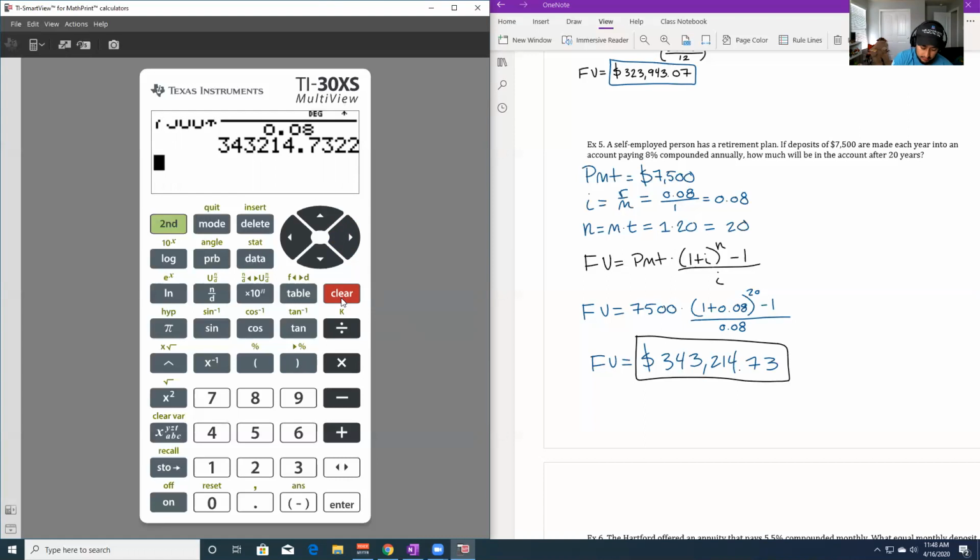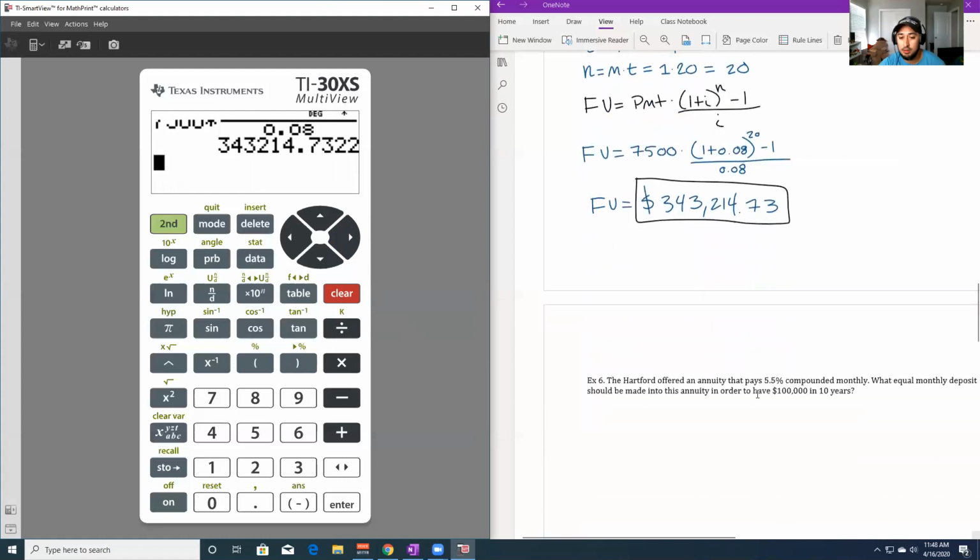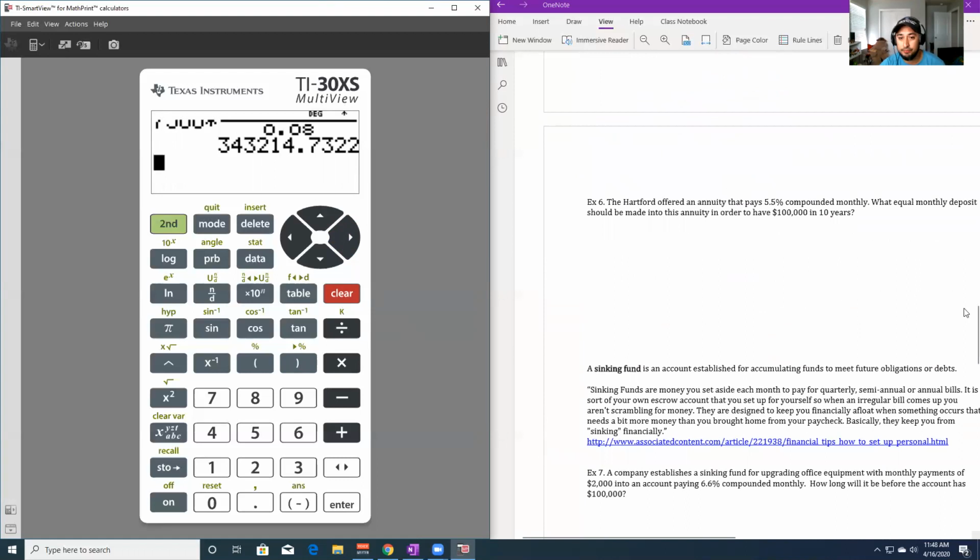All right, next one. Example 6. The Hartford offered an annuity that pays 5.5% compounded monthly. What equal monthly deposit should be made into this annuity in order to have $100,000 in 10 years? So this is going to want to look for payment because it says what equal monthly deposit should be made. So again, let's go ahead and list everything that we have.